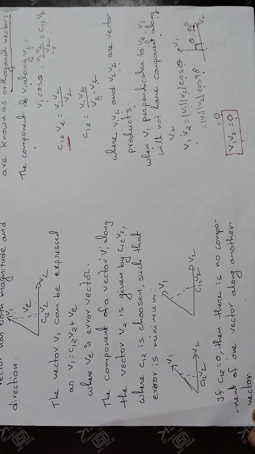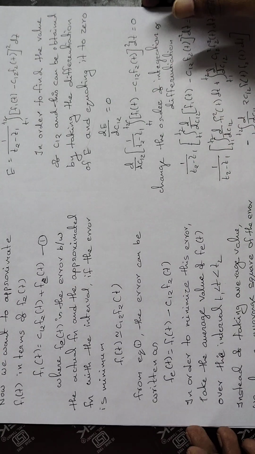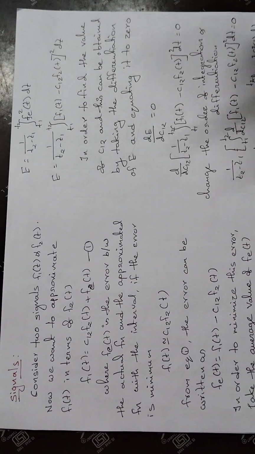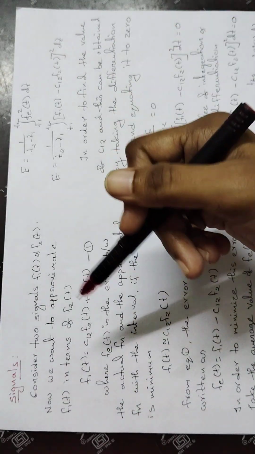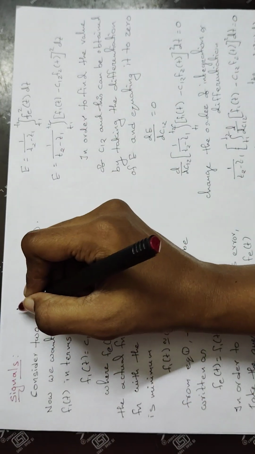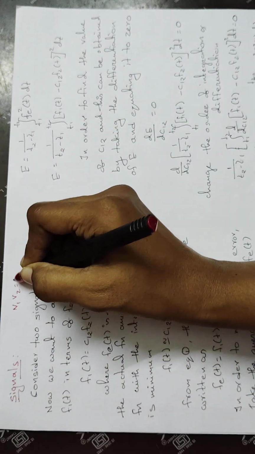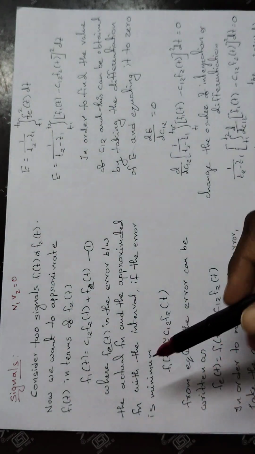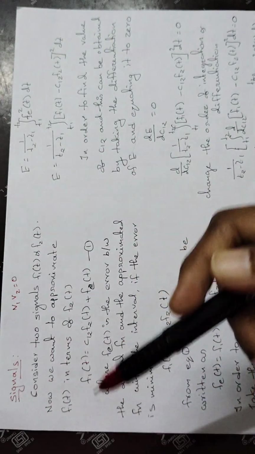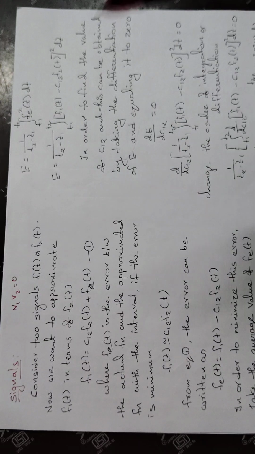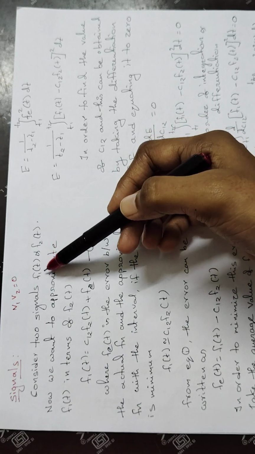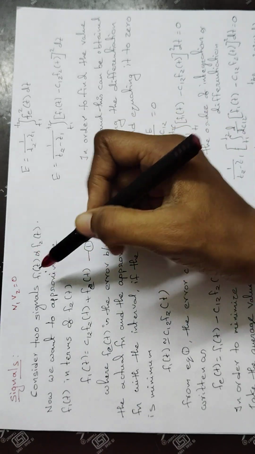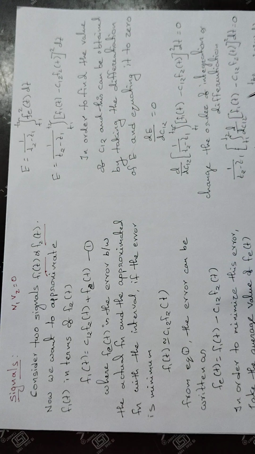In the same way for signals. We have seen that two vectors are orthogonal to each other when v1 dot v2 is equal to 0. Now we have to verify whether two signals are orthogonal or not. Now consider two signals: one is f1 of t and the second signal is f2 of t.